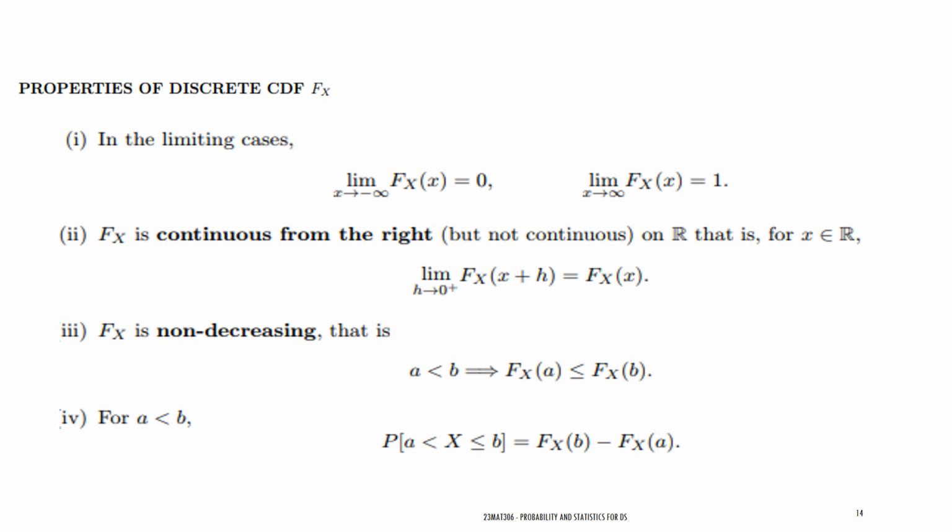These are the properties of the discrete cumulative distribution function. When x tends to minus infinity, the CDF is 0, and when x tends to plus infinity, the CDF value is equal to 1. Fx is non-decreasing, which means Fx of a is always less than or equal to Fx of b whenever a is less than b, and the probability of x lying between a and b is given by the difference of Fx of b and Fx of a in the cumulative distribution function.